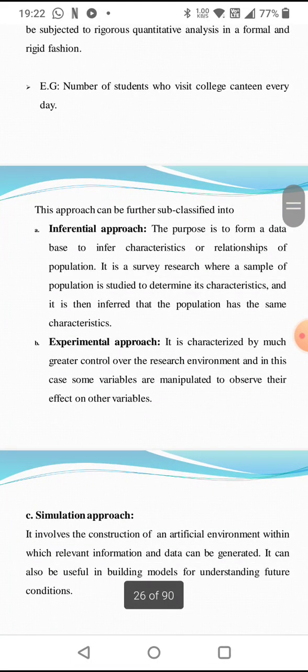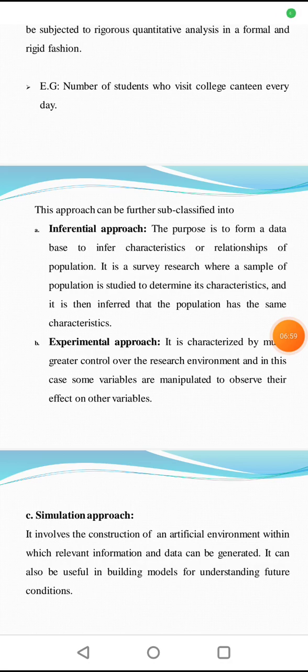This approach can be further classified into inferential approach. The purpose is to form a database to infer characteristics or relationships of population. It is a survey research where a sample of population is studied to determine its characteristics, and it is then inferred that the population has the same characteristics.